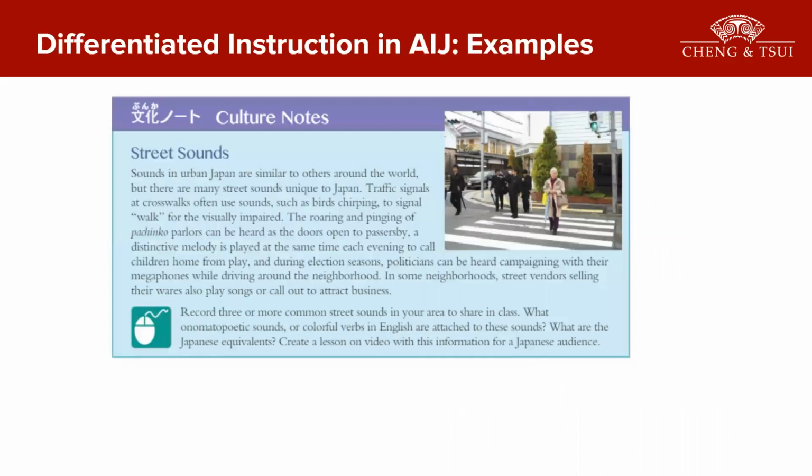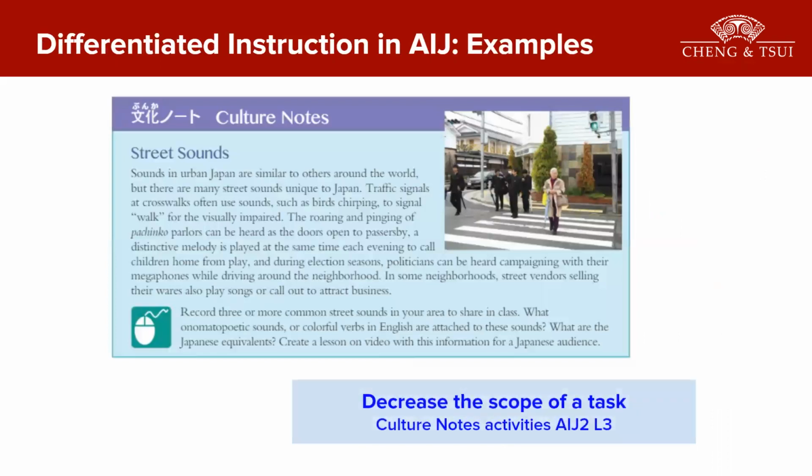To apply the strategy of decreasing the scope of a task for content, the cultural note activity may be a very good area. These examples ask students to record 3 or more street sounds. You may reduce the scope of the task or simplify the activity for students who need extra support. These examples are in AIJ Level 2, Lesson 3.